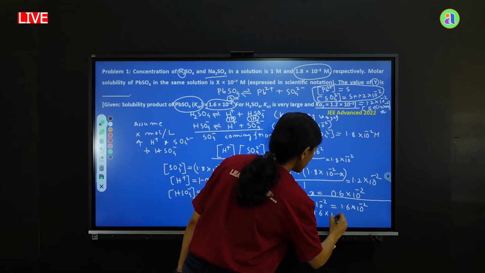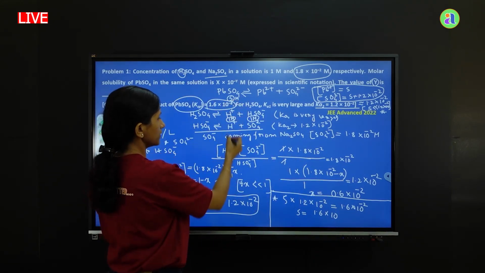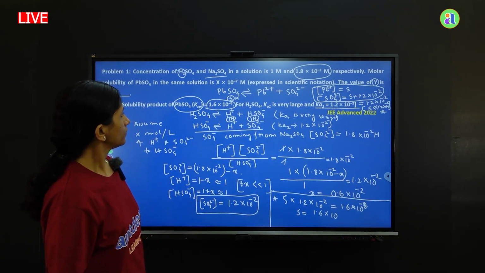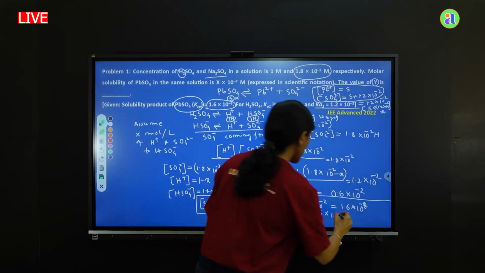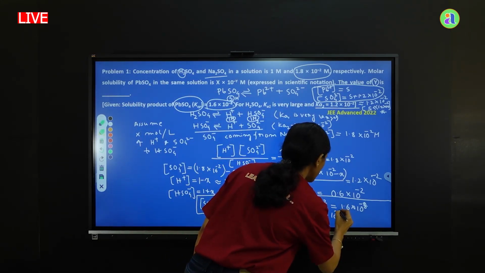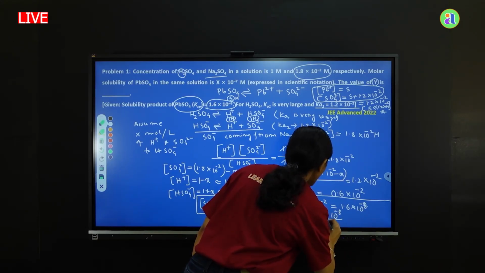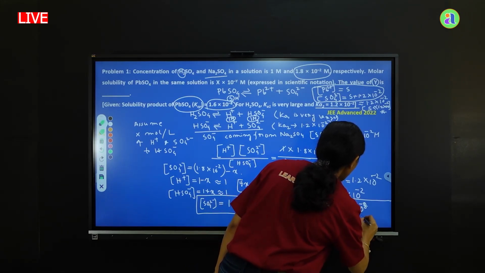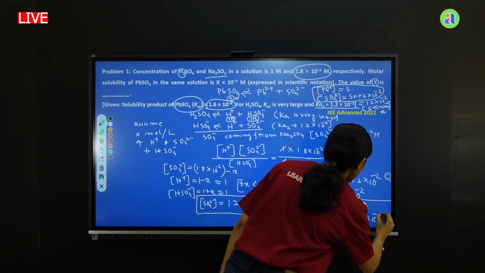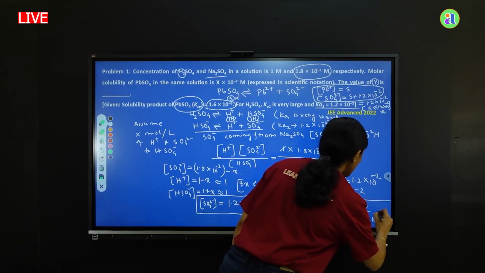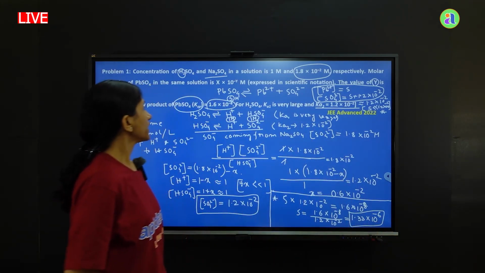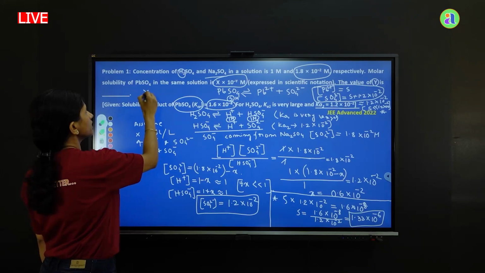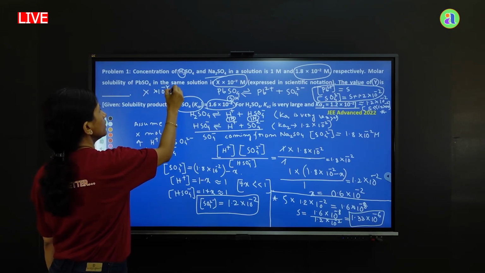1.6 times 10 to the power, I'm sorry, it was given as 1.6 times 10 to the power minus 8, right? So 1.6 times 10 to the power minus 8 divided by 1.2 times 10 to the power minus 2. Now if you solve, you will get 1.33 times 10 to the power minus 6. So this is the value of S, which has been given here as x times 10 to the power minus y molar, right?